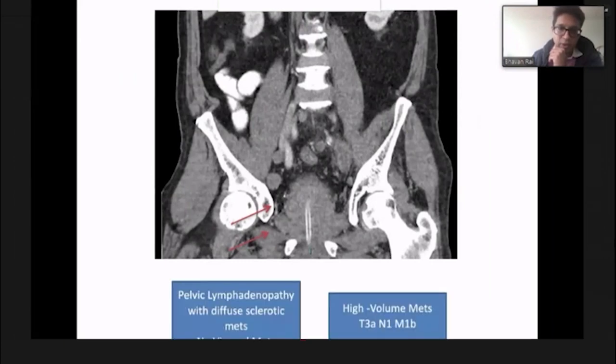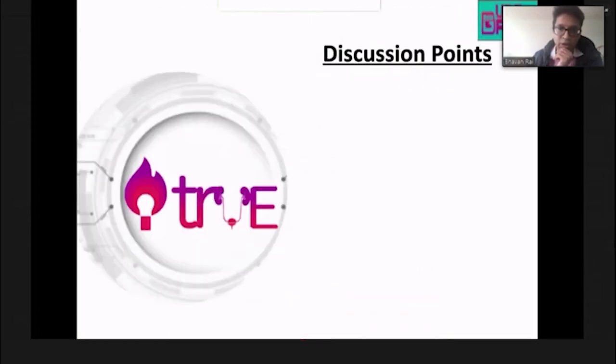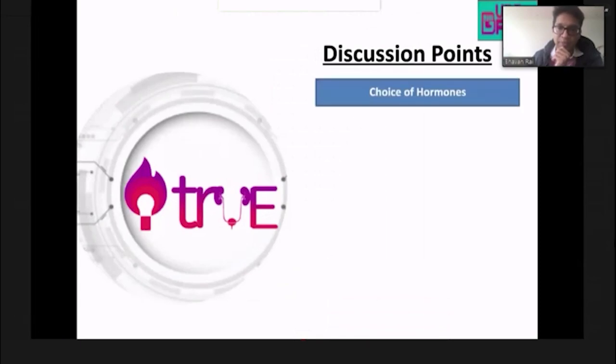He had a CT scan as well. On the CT scan, he had some pelvic lymphadenopathy, but no visceral mets. So by all definitions, this was high volume metastatic disease, T3a N1 M1b staging. So again, I'll come to the same questions. Ash, choice of hormones here. So this is a bit clearer.